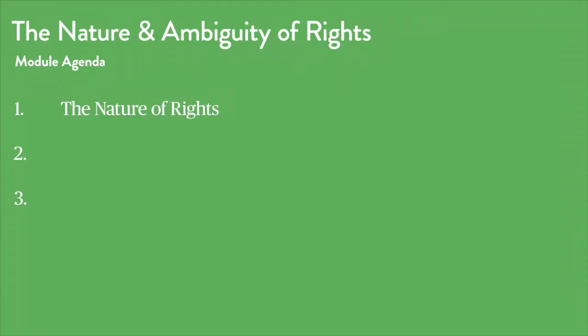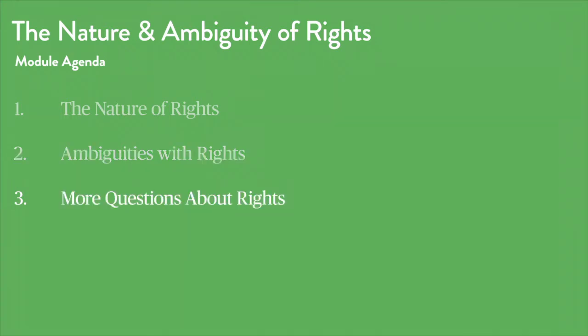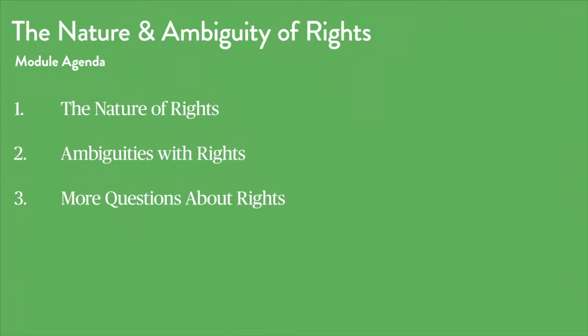So the first thing we'll do in this module is look at the nature of rights a bit. And then second, we'll try to make sense of all these ambiguities with rights that I've already started to tease out. And third and finally, I'll present even more questions about rights. We'll get, I think, six more questions. There's too many, but that's the module. There it is. There's the agenda we'll be covering.